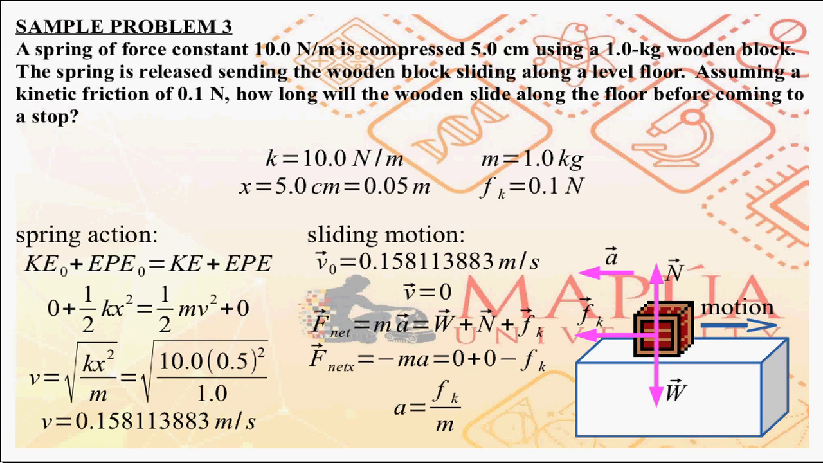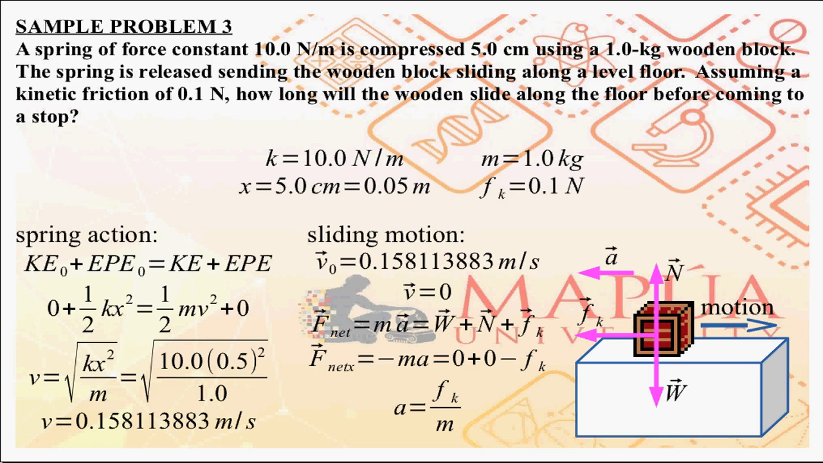the action of friction is to slow down the object. So eventually, the object will come to a stop. How long will the wooden block slide along the floor before coming to a stop? So, we are being asked how long will the wooden block slide. So, we're being asked for the time of travel of the wooden block.